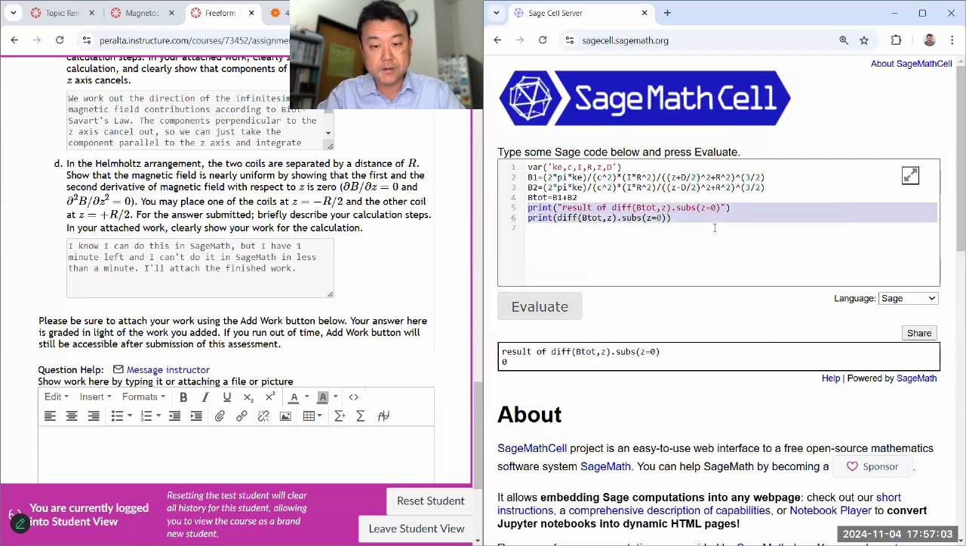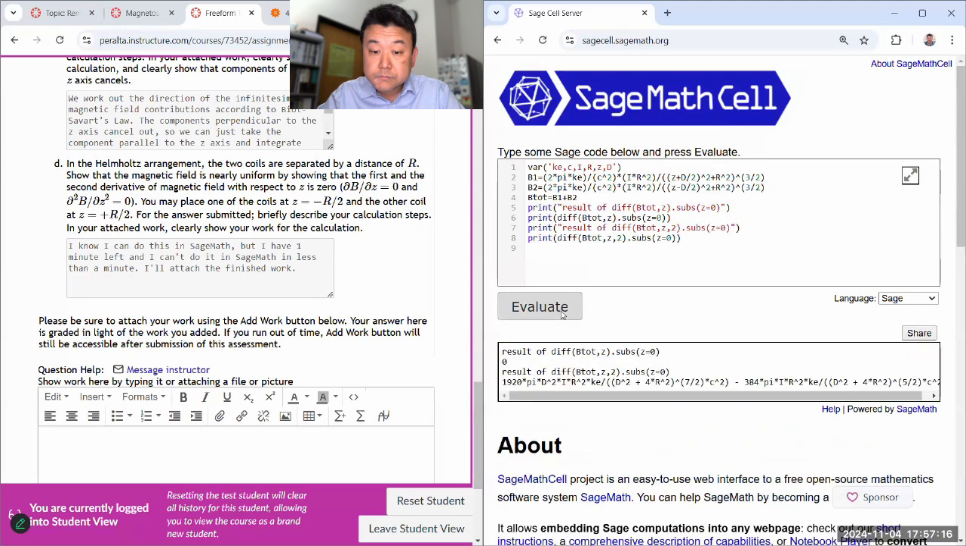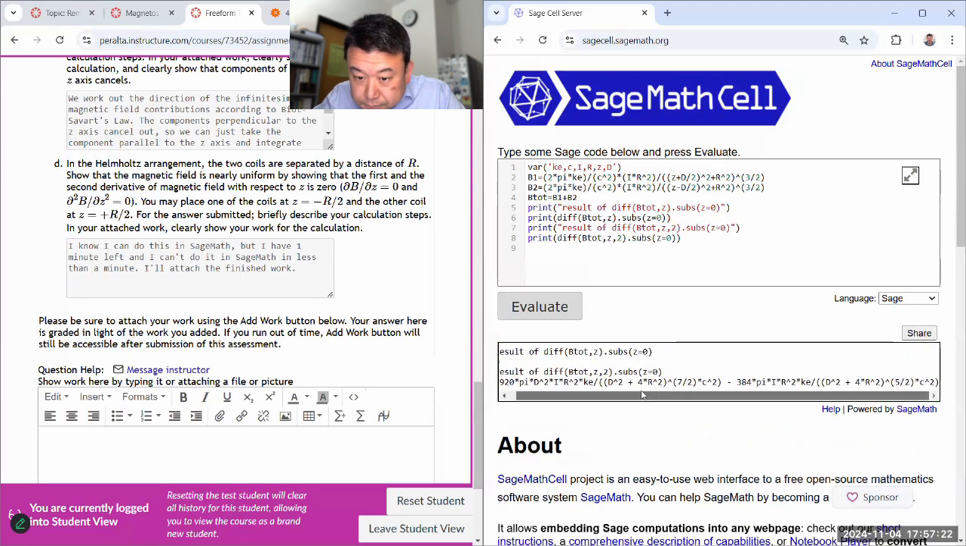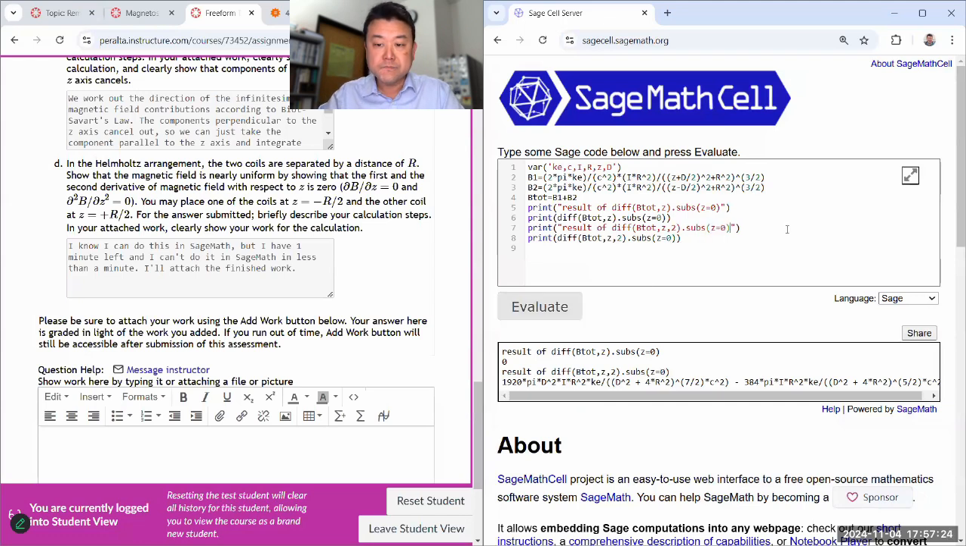And then for the second line, it's going to be the same thing, except it'll be second order. Oh, what? Oh, I need to plug in. So this is true for any separation, but the second derivative only goes to 0 if D now is equal to R. So you actually need that.